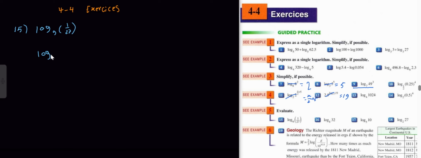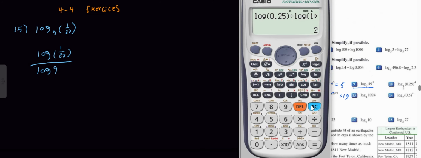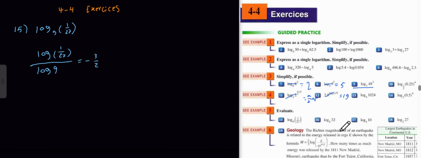So by this rule, log 1 over 27 divided by log 9. Let's use our calculator. Log, you have to write 1 over 27 in a parenthesis. 1 divided by 27 and close the parenthesis, then divide by log 9 equals to negative 3 over 2. You can solve 16, 17, and 18 the same way, which is 15.